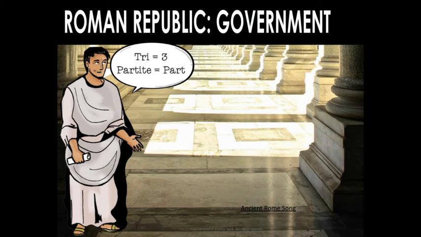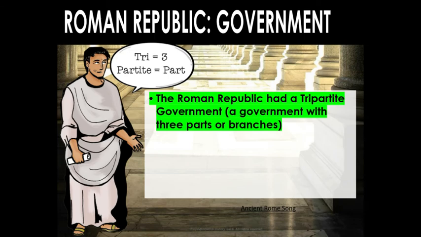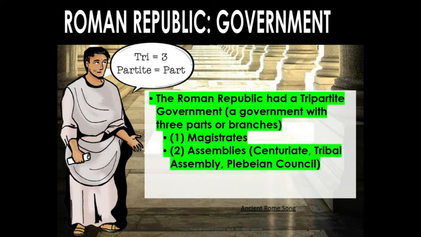You see, he's talking about tri or three. Partite means part. So there is a three-part government. The Roman Republic had a tripartite government, a government with three branches, just like we have three branches in our government: the legislative, the executive, and the judicial. Now, they did not use those names, however. They had magistrates, assemblies, which we saw previously, the centuriate, the tribal assembly, the plebeian council, and we also had the Senate we have talked about. So that's your three branches.